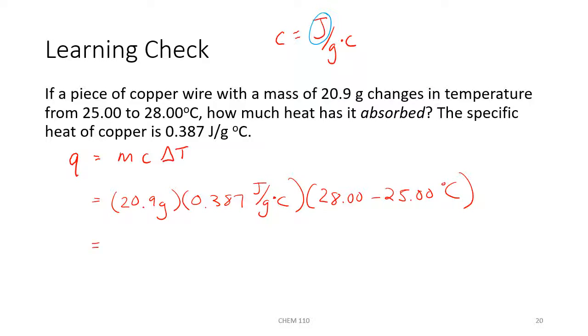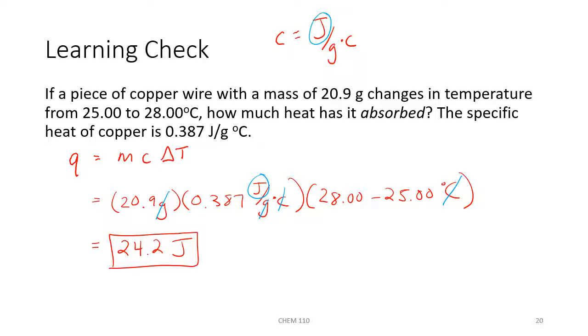When we calculate Q then, notice how our units will cancel. Our grams cancel with our specific heat, our degrees Celsius cancel with our specific heat. All we're left with is a unit of energy, which is what we want for heat. The amount of heat energy released when the copper wire changes its temperature is 24.2 joules.